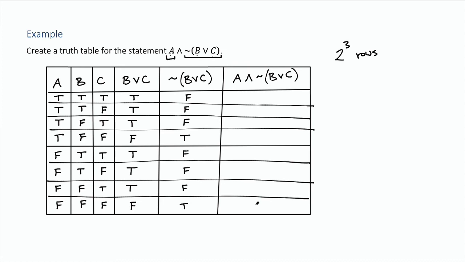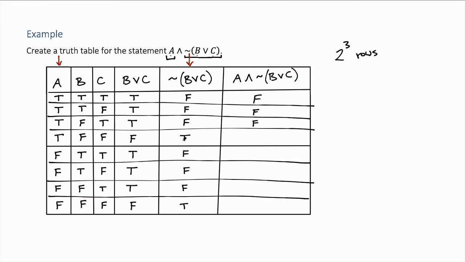And now finally over here, I have A and not B or C. So now I'm looking at the A column and the not B or C column. Okay? And the and means I'm looking for both to be true. Both columns I'm looking to be true. Okay? So for the first row, this one's not true, so this is false. Again, not true, that's false. Not true, that's false.